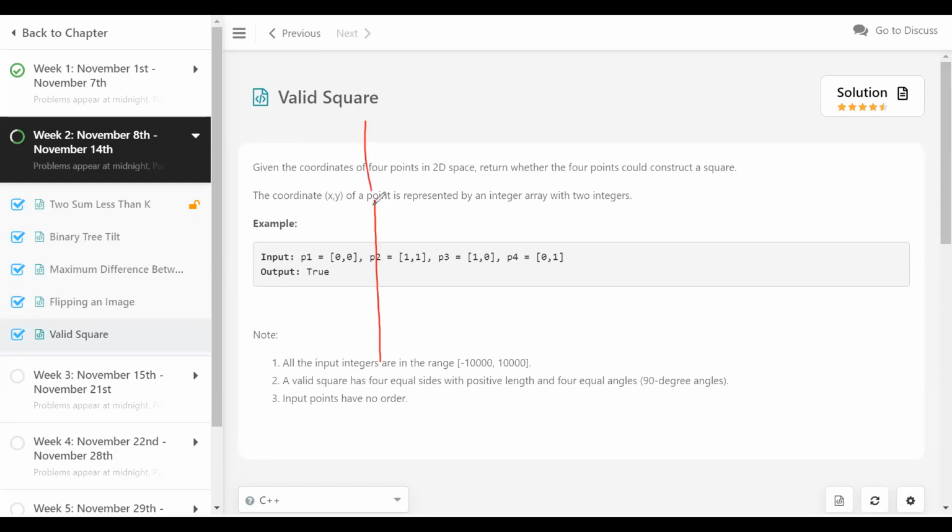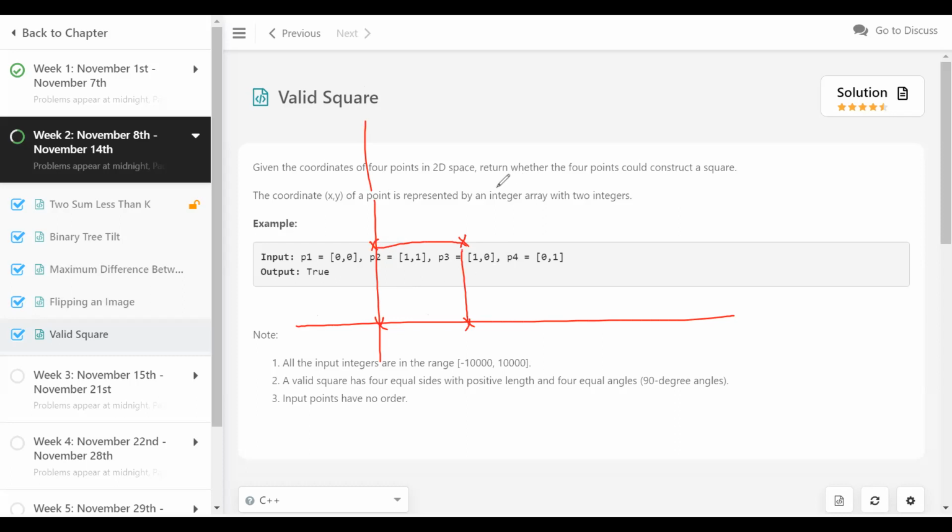So let me take an example here. In this example, it is very trivial. We have points at 0, 0, 1, 1, and 1, 0, and then 0, 1. So this makes a square, and each side has unit length.